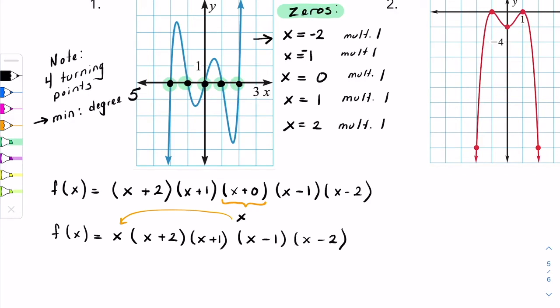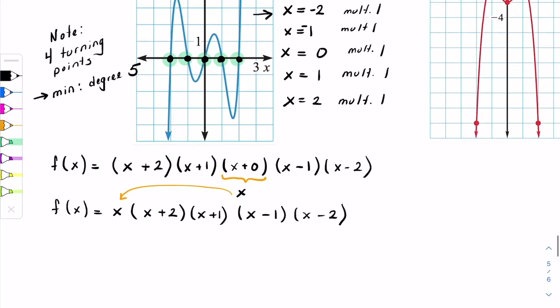Now we have to make sure the y-intercept is correct. So we're going to test the y-intercept, which is when x equals 0, and we're going to make sure that it comes out to be true. If it doesn't come out to be true, then we need to add a multiplier, what we could call our GCF. We need to add a multiplier in front of the function to make the y-intercept match.